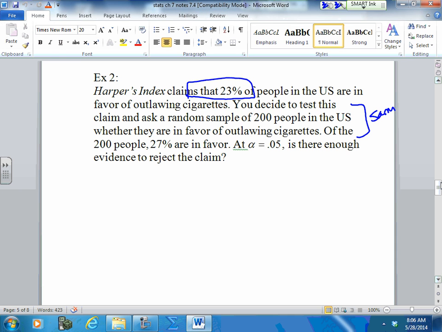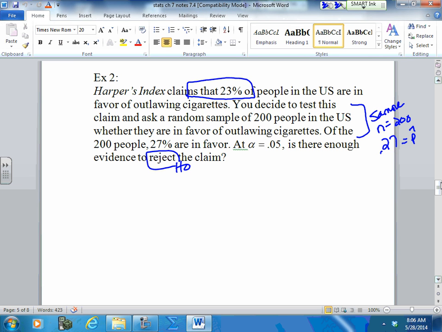Here's your sample. Your N is 200, and you ask if they're in favor of outlawing cigarettes. Again, this is a discrete, binomial probability type thing. They say yes, they say no. Of the 200 people, 27% are in favor. This is your p-hat. At a level of significance of 0.05, is there enough evidence to reject the claim? Reject the claim tells me, is my claim H0 or HA? H0. My claim is H0.